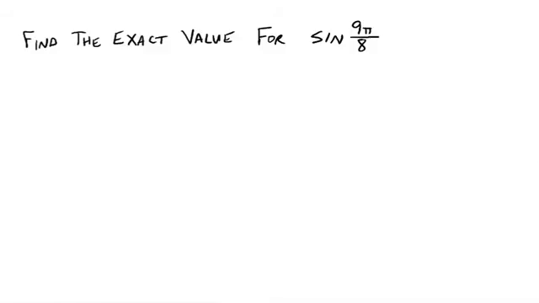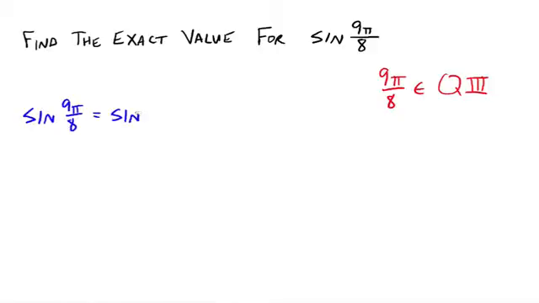Find the exact value for the sine of 9 pi over 8. What's the first thing we want to make a note of? 9 pi over 8 is in what quadrant? That's right, it's in quadrant 3. We have to know where that angle is going to be. So now we'll come over here and say the sine of 9 pi over 8 is the same thing as the sine. Well, can we rewrite 9 pi over 8 as some angle divided by 2?